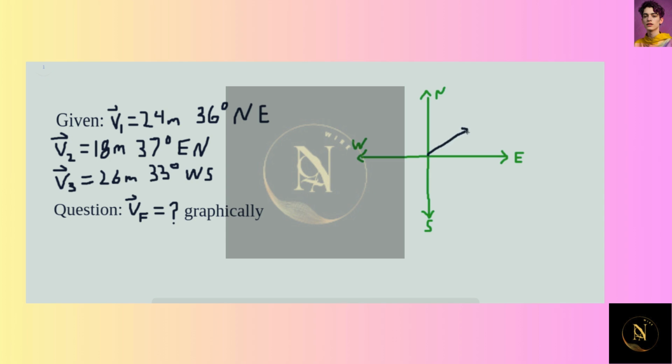Okay, all right. So then I'm going to label this V1. Then we are going to go 18 meters east of north. So now we're going to go east of the north direction, 37 degrees. So the same degrees, just east of north instead of north of east. And we're going to go 18 meters. That's going to be up this direction.